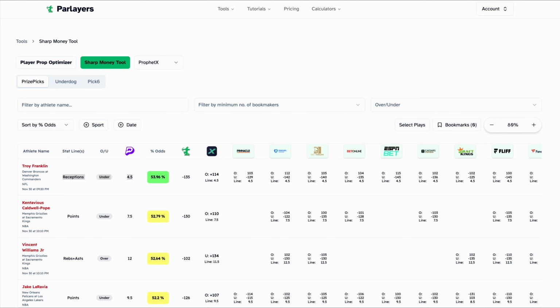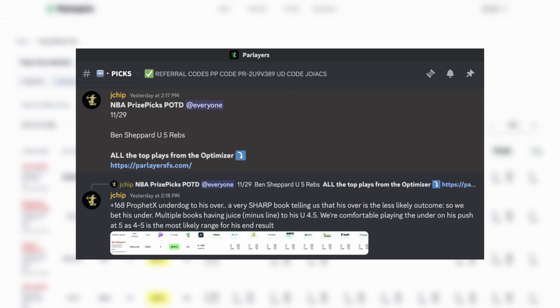Actually, I'm gonna put a recent one that I just hit yesterday for free. I gave this out on my Discord and the Twitter that we run. So we had Ben Shepherd for under 5 rebounds. You're gonna see a pop up right now. Ben Shepherd for under 5 rebounds. There's a 53.93% chance to hit. Perfect. It's a green play.